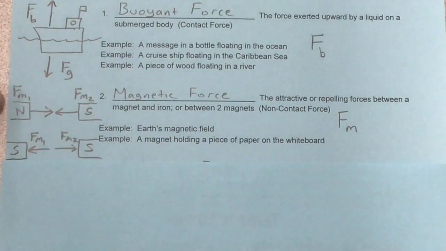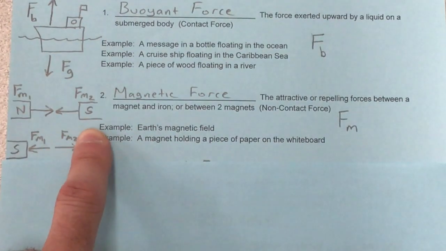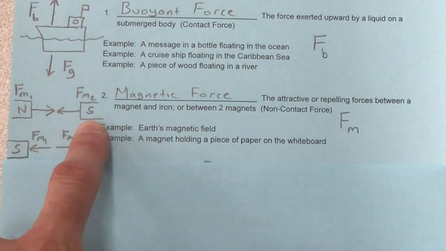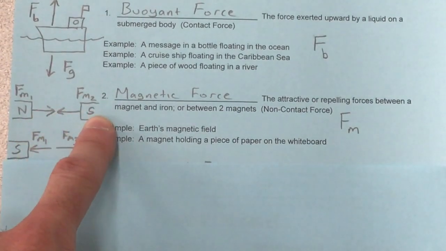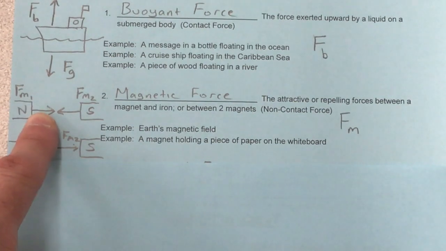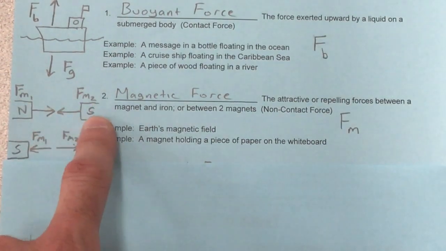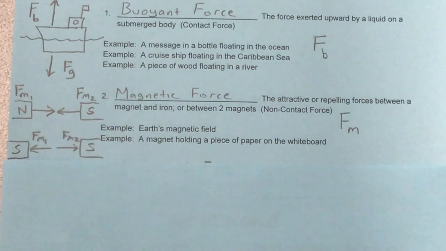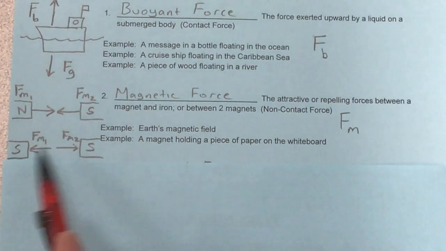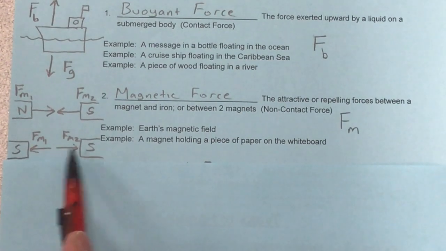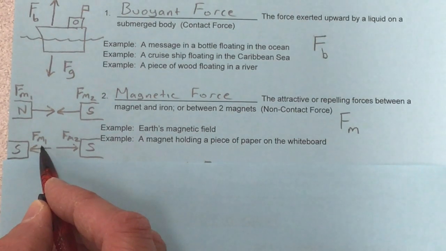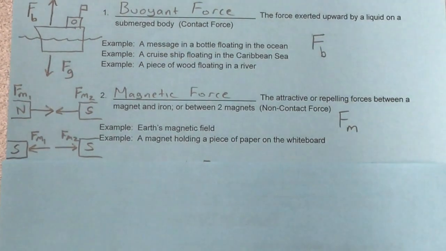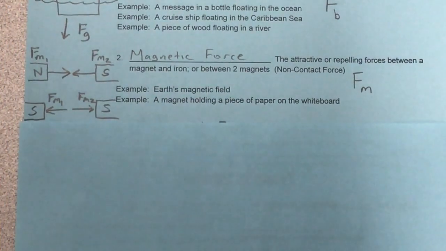The first one is a north magnet and a south magnet being attracted to each other because opposites attract. So the force from the north magnet on the south magnet is F sub m sub 1, and the other one is F sub m sub 2 for the south magnet on the north. And then if we have two south ends of a magnet, those are going to repel, so the arrows are pointing in opposite directions. But one of those would be F sub m sub 1, and the other one F sub m sub 2.